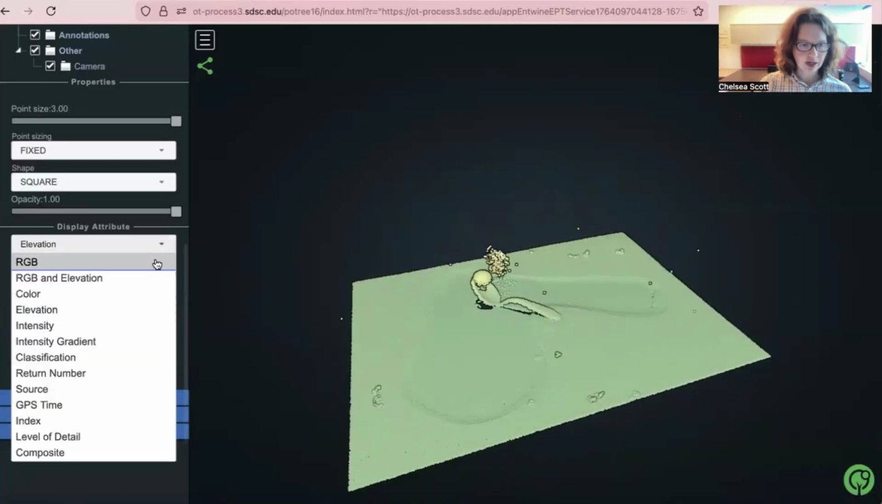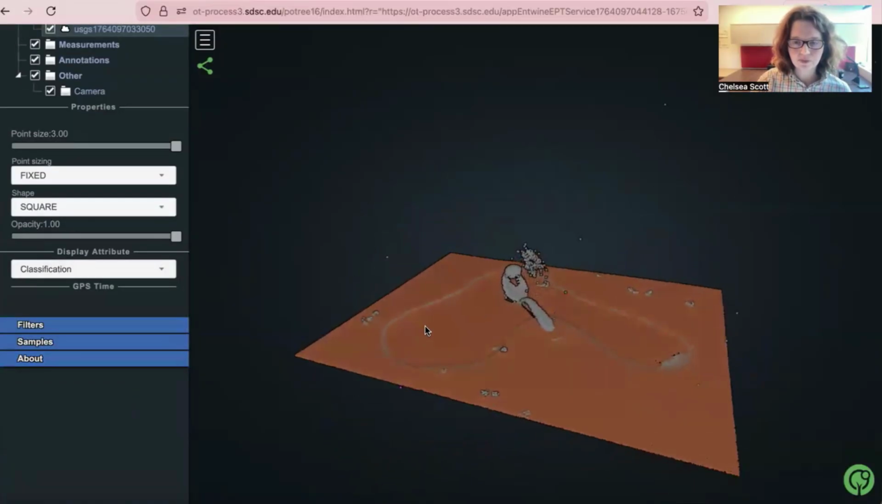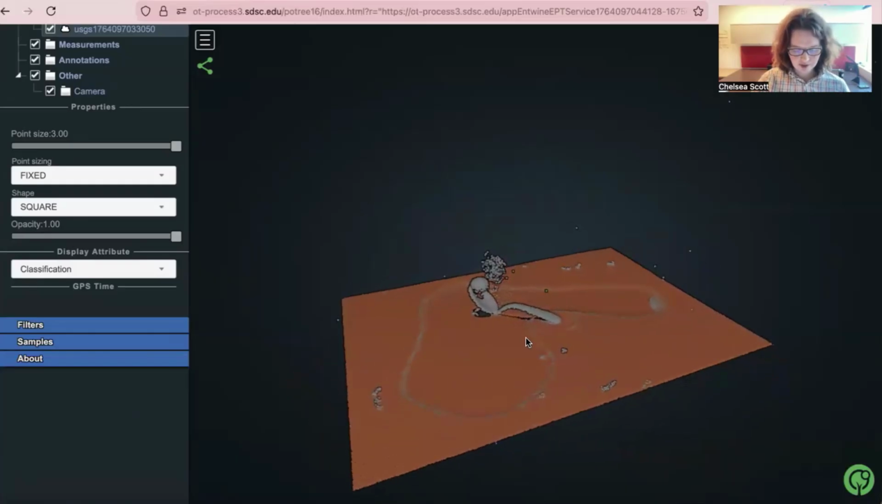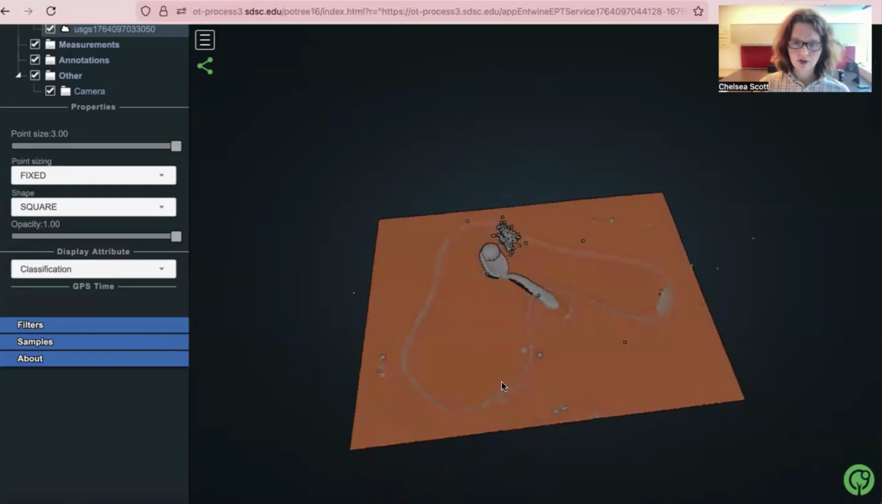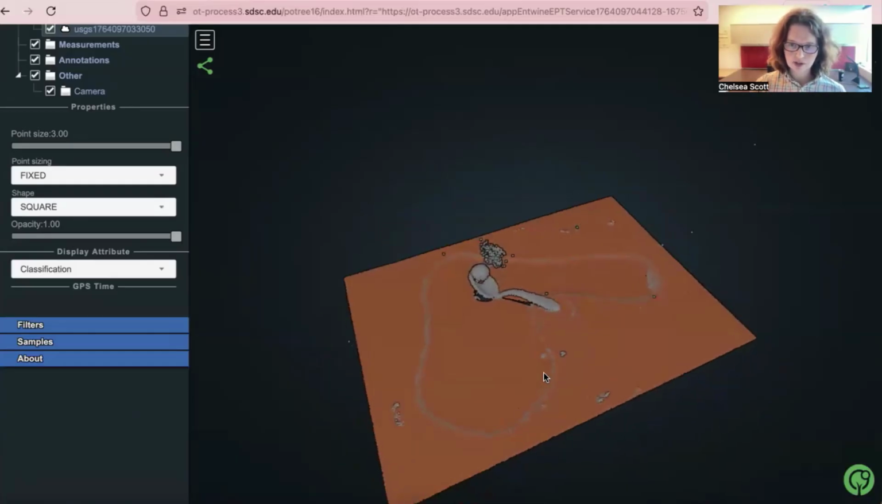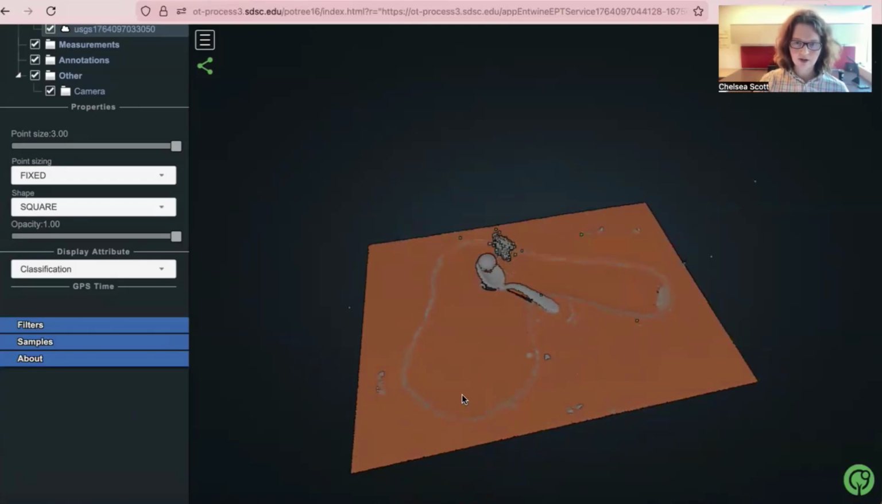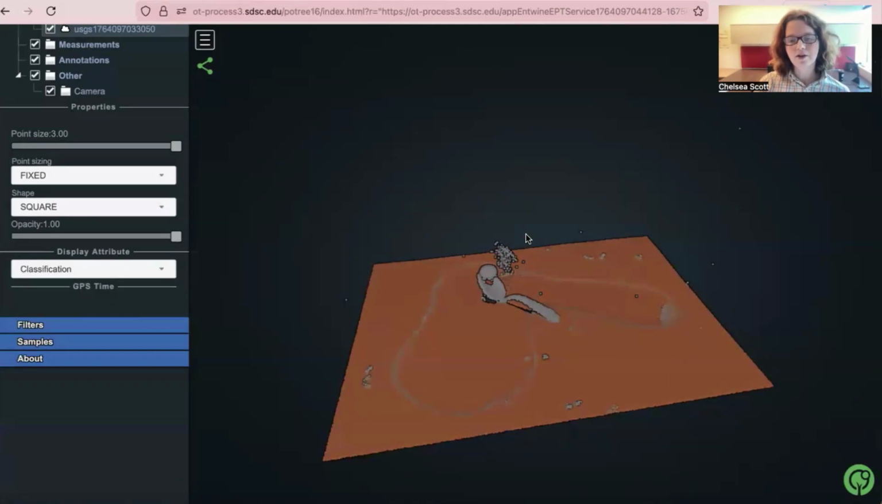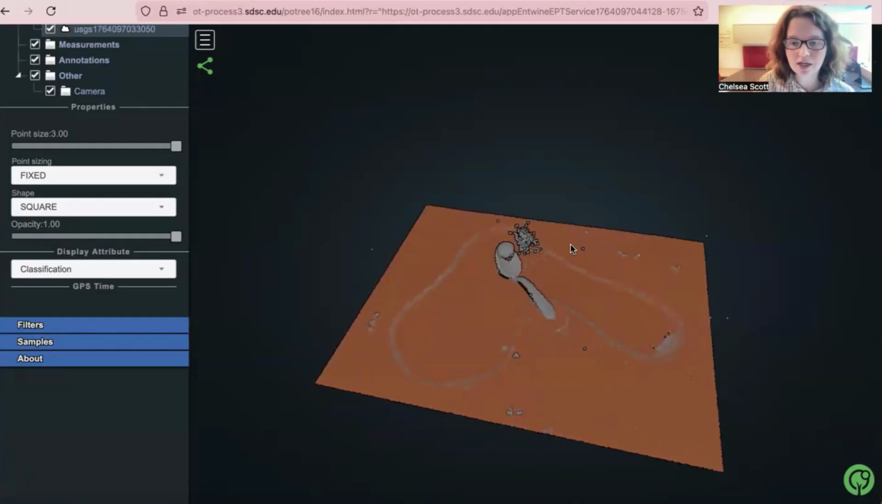We can also look at the attributes for this data set. Here we have classification. And like many 3DEP data sets, here we have two classifications. The brown points are the ground, which includes the ground as well as the water and the fountain structure. Then we have the gray, which are unclassified. This is going to be small amounts of vegetation and then our sculpture here.